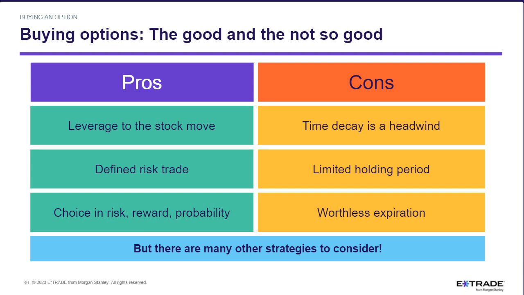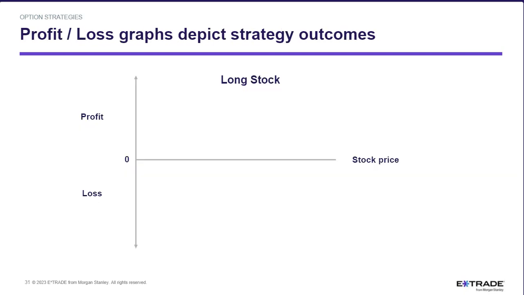And then what happens when we start to combine option positions? Let me introduce something you'll see a lot of as you start learning more about options. And that's what's called a P&L chart. It's also sometimes called a hockey stick chart. So let me show you how it works.